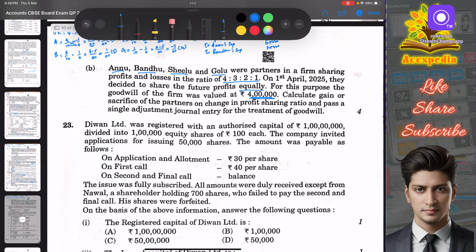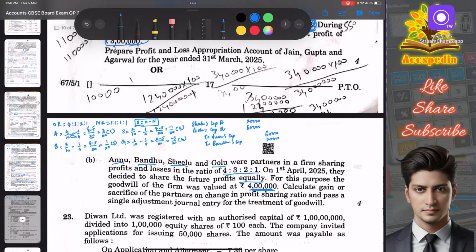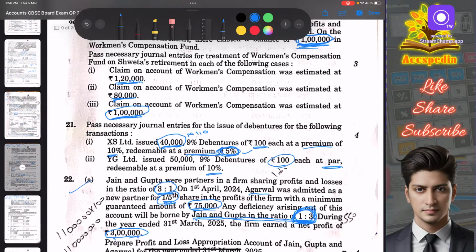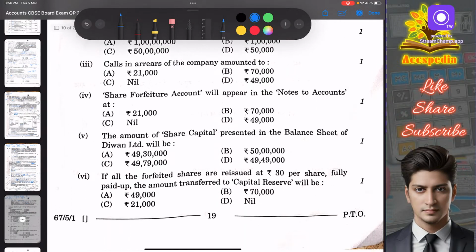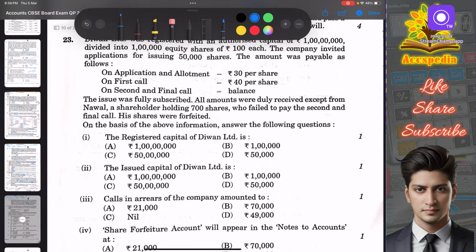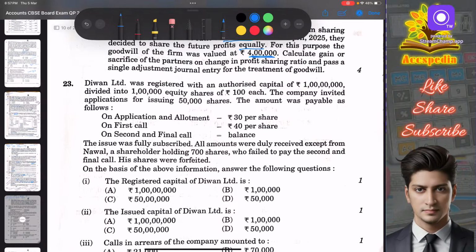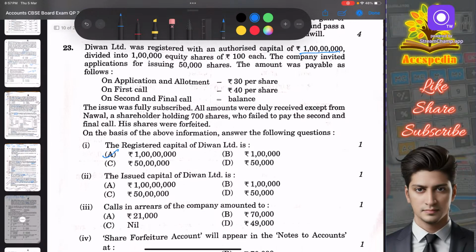Then question 23. From here, 6 marks starts to 4 marks over. Diwan Limited was registered with an authorized capital of 1 crore rupees divided into 1 lakh equity shares of 100 each. The company invited applications for issuing 50,000 shares. Since it is a case study question, first read the question, then go and search for the information. Registered capital of Diwan is very clearly given. It is 1 crore, so answer is A.